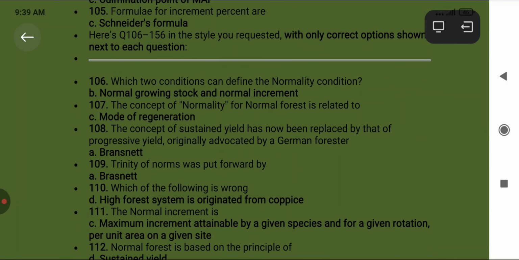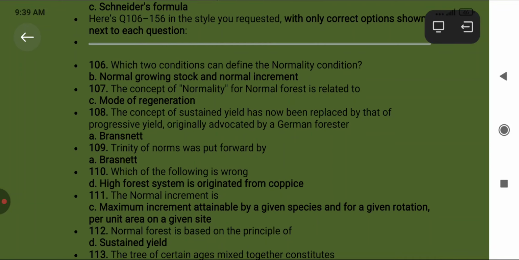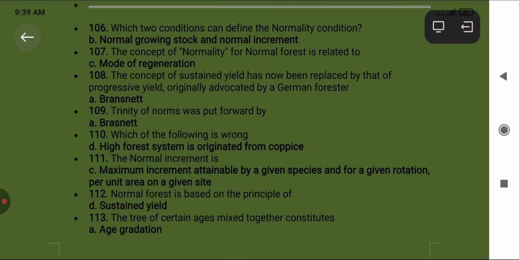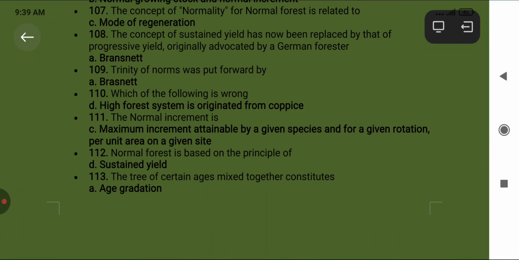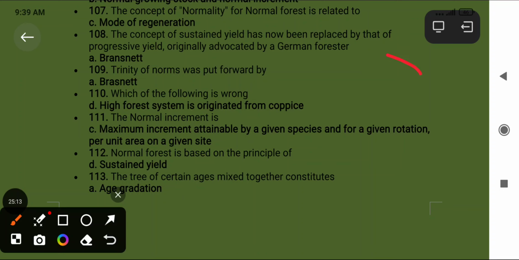Formula for increment percentage: Schneider formula. And which two conditions can define the normality condition: normal growing stock and normal increment. The concept of normality for normal is in mode of regeneration. The concept of sustained yield has now been replaced by that of progressive yield, originally advocated by the German forester Brandsnet. Trinity of norms was put forward by Brandsnet.